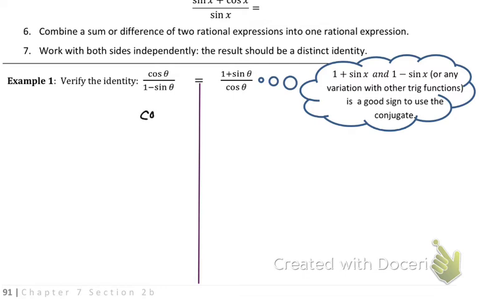So they gave me cosine theta over 1 minus sine theta. Now, this looks interesting because that's close to one of those Pythagorean identities, where I can have sine squared plus cosine squared equals 1. Well, that means this has to be sine squared. To create a sine squared, I'm going to multiply by the conjugate. The conjugate is basically creating a difference of squares, where if I have 1 minus sine theta, I'm going to multiply by 1 plus sine theta.